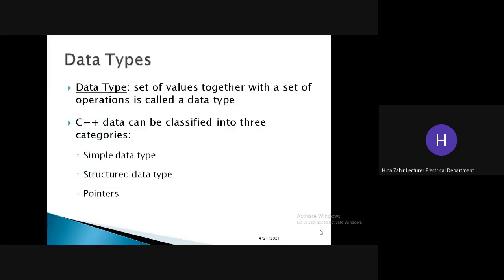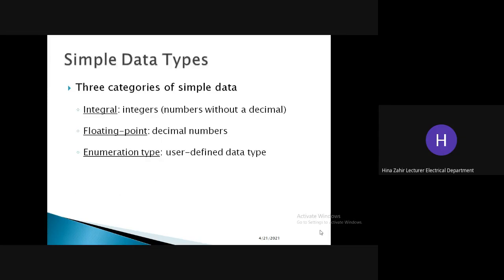So again, I know that you have studied this. Let's just go through them. Data types means the types of data that we work with in C++. C++ has three data types: simple data types, structured data types, and pointers. We will learn pointers after the midterm exam.